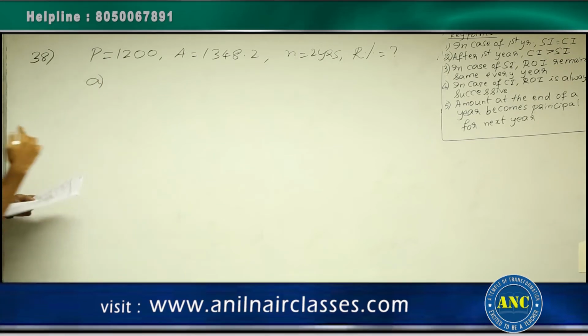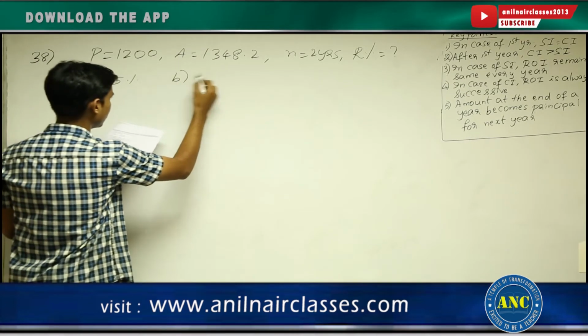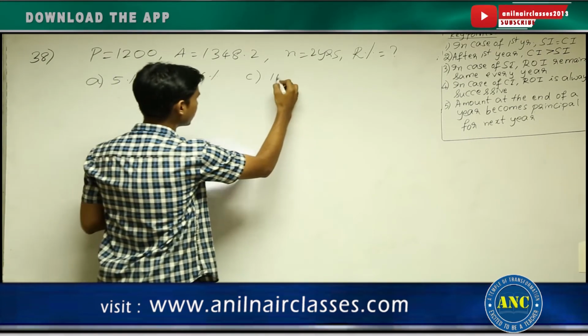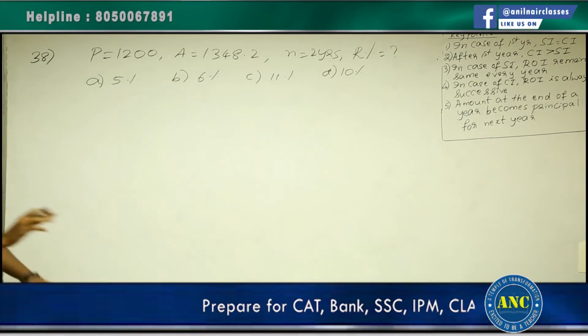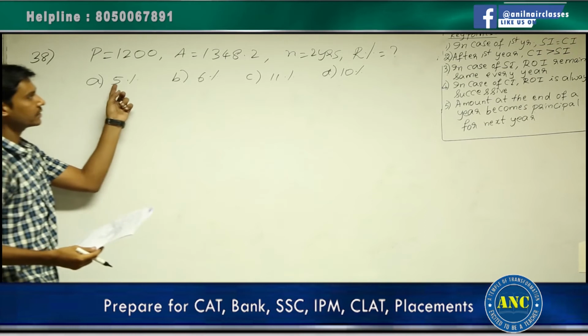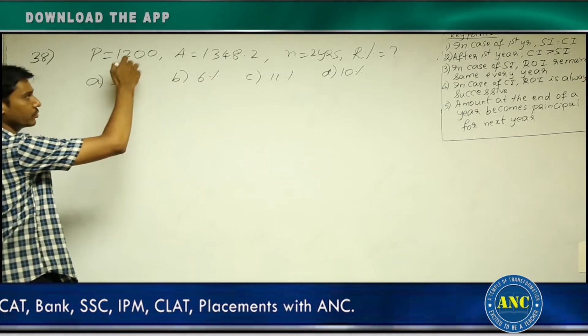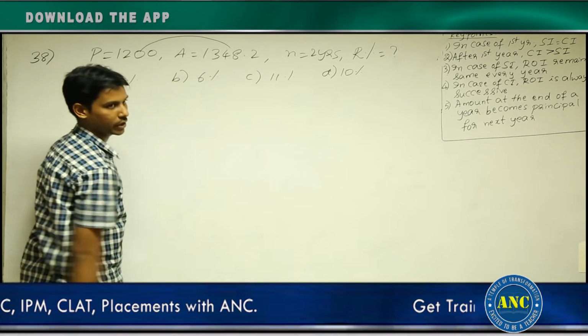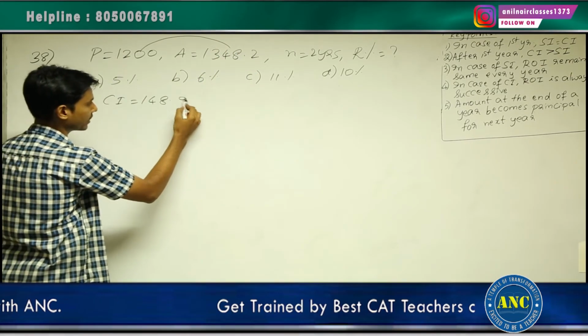But let us not use that approach. Please see the answer options. 5%, 6%, 11%, 10%. Listen to this carefully. 5% for 2 years. First of all, listen here. I took 1200 from you. I am giving you 1348.2. How much extra I am giving you? 148.2 rupees extra I am giving you.